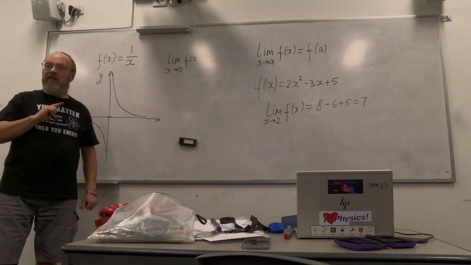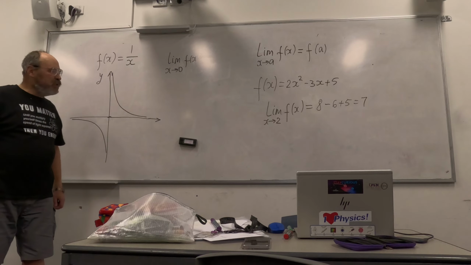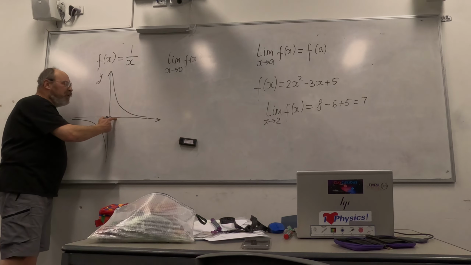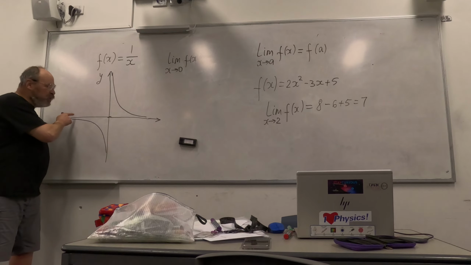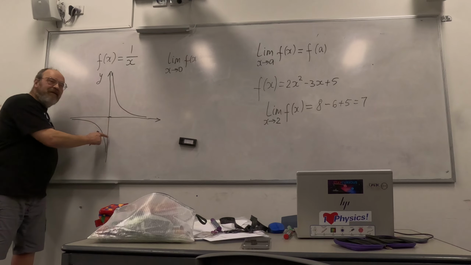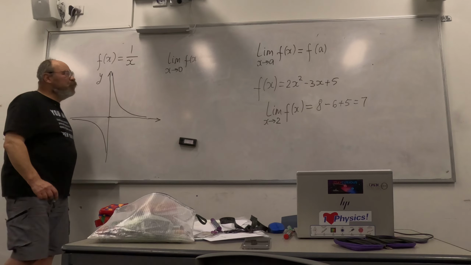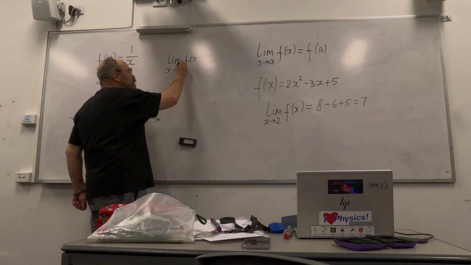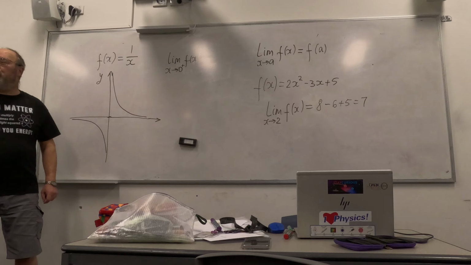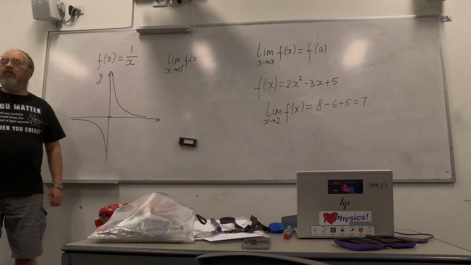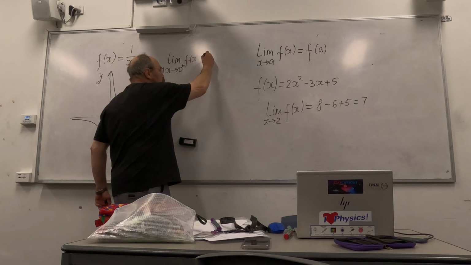Actually this limit does not exist, but only because if we're approaching from the right, the function is approaching infinity. When we're approaching 0 from the left, it's negative infinity, which is not the same thing. But if I put x approaching 0 and put plus here, that means we're approaching 0 from the right. What is the function approaching? Infinity. So this limit equals infinity.